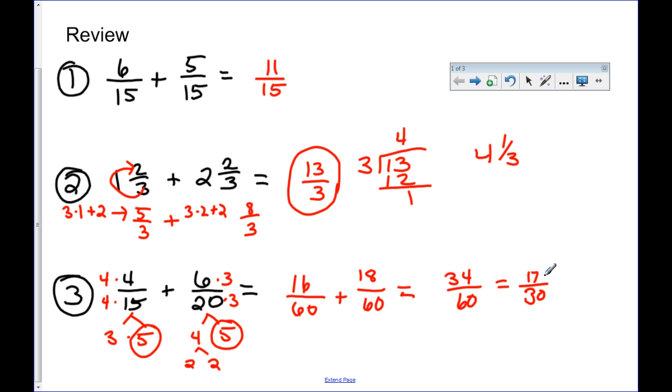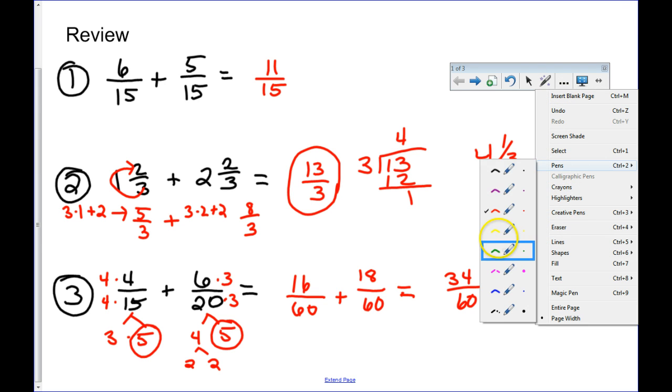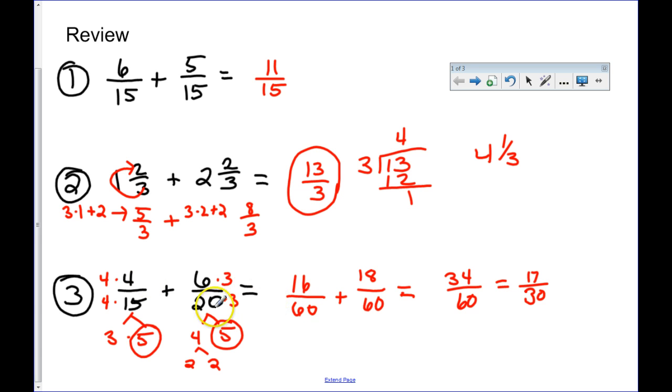Okay? But like Sam said, the other way you can think about this, I'm going to change my pen color here just so I can show you this is a little different way. I could have said 4 over 15. I could have multiplied this one by 20 on top and bottom, and this one by 15 on top and bottom. Okay? You would have had to simplify it further than what we did. I mean, it would eventually get down to 17/30ths, but yes, you can do it that way.